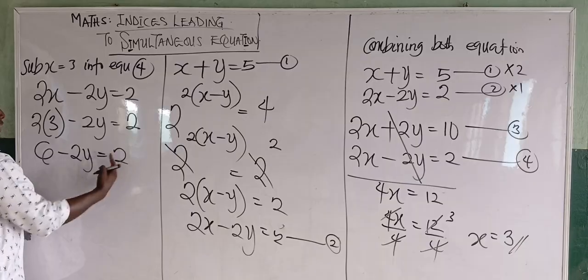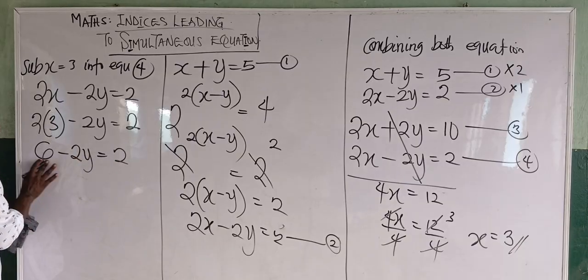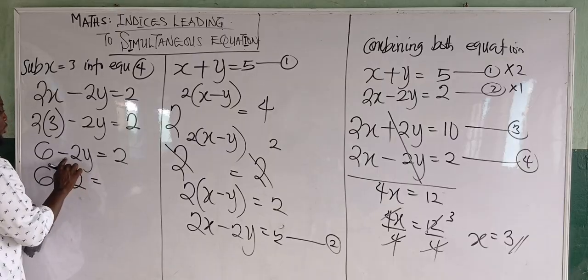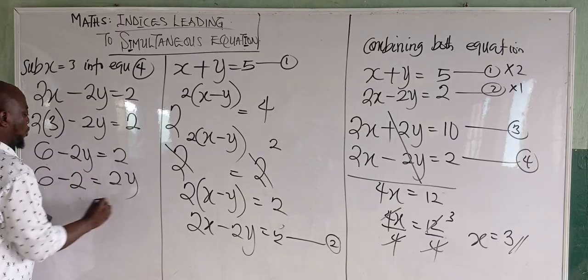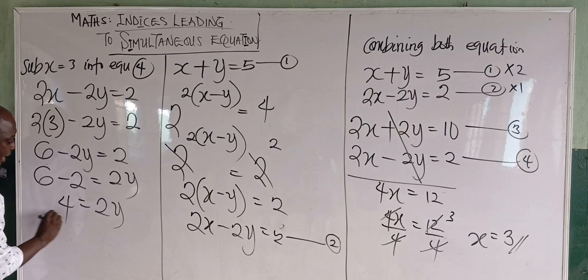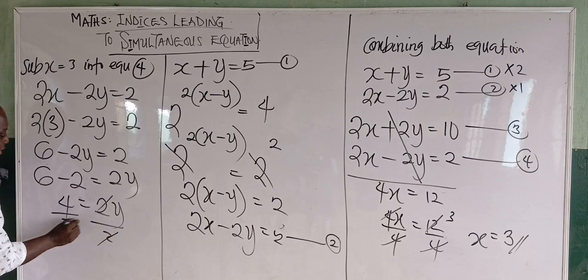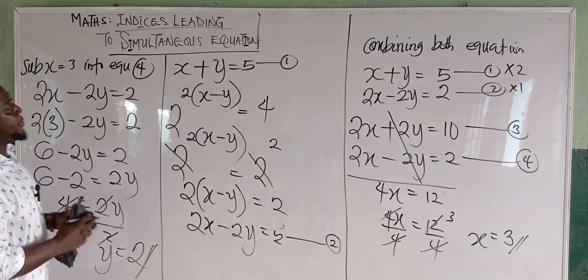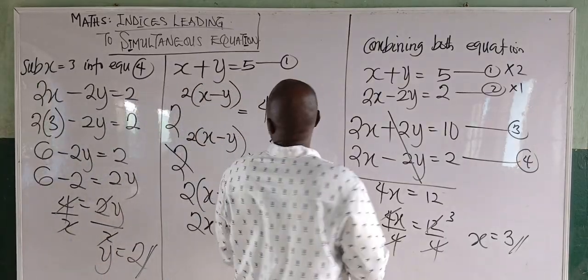So I'm bringing this one here and I'm taking all these ones here. So here becomes 6 plus, going over becomes minus. This one, minus 2y going over becomes 2y. So here will give us 4 equals 2y. Next, I'll divide here by 2. This can take care of this. So y becomes 2. So from this point now, I've gotten my value.